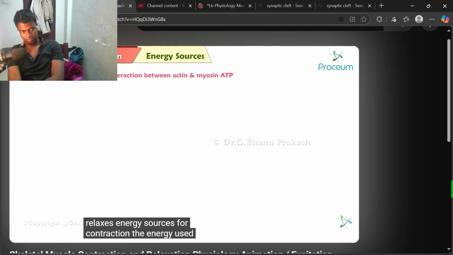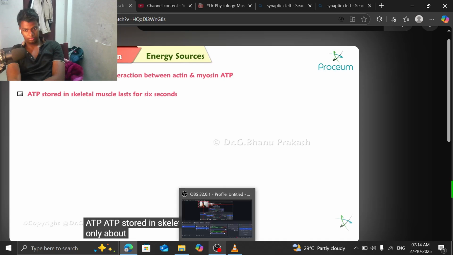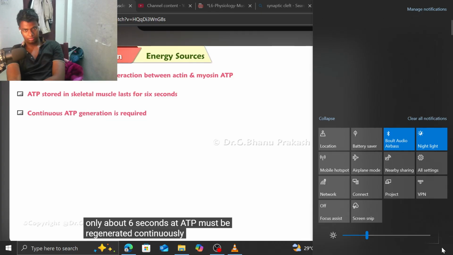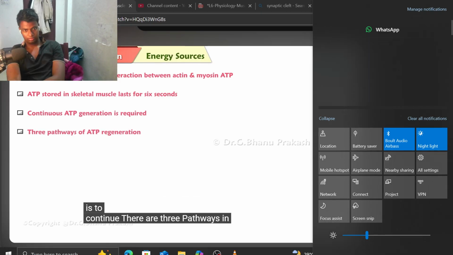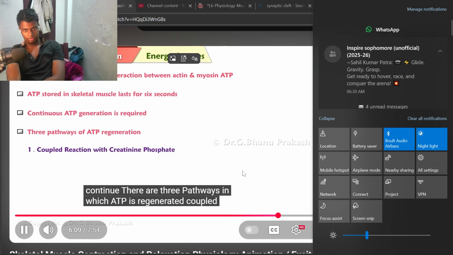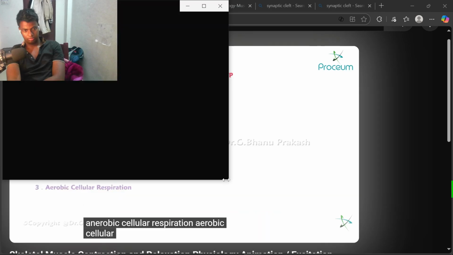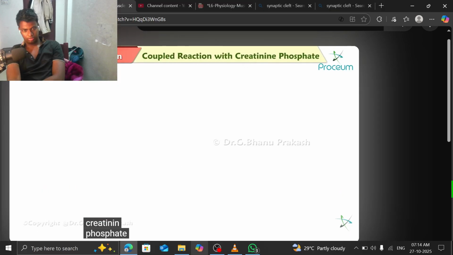Energy sources for contraction. The energy used to power the interaction between actin and myosin comes from ATP. ATP stored in skeletal muscle lasts only about 6 seconds. ATP must be regenerated continuously if contraction is to continue. There are 3 pathways in which ATP is regenerated: coupled reaction with creatinine phosphate, anaerobic cellular respiration, and aerobic cellular respiration. We'll come to the coupled reaction shortly.